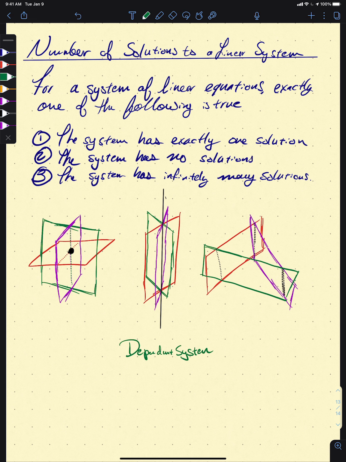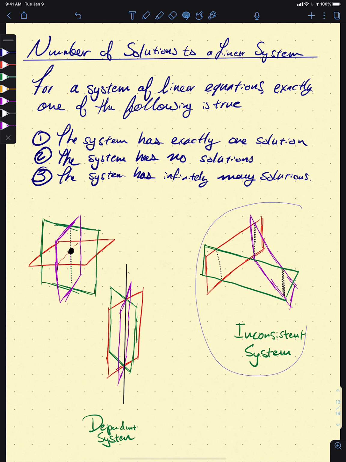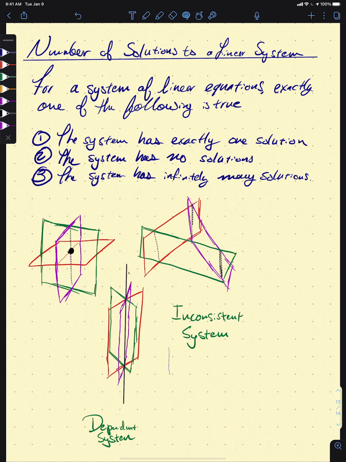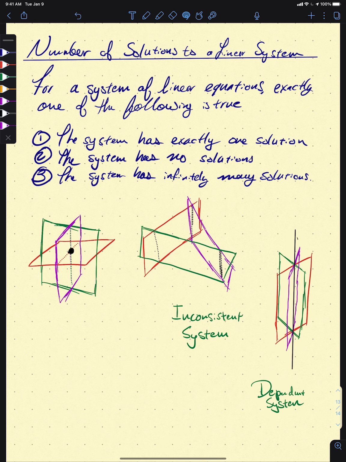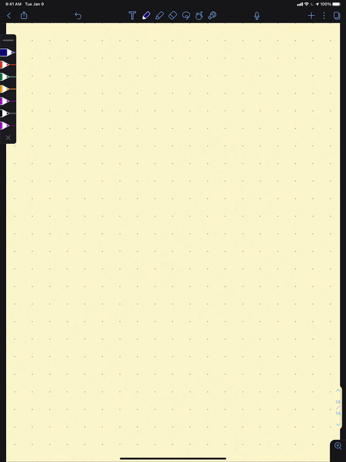Hence we call this an inconsistent system, okay? Like I said, these are not in the order that they're listed above, so I'll move them around, okay? So let's give ourselves an example of each of these, okay?